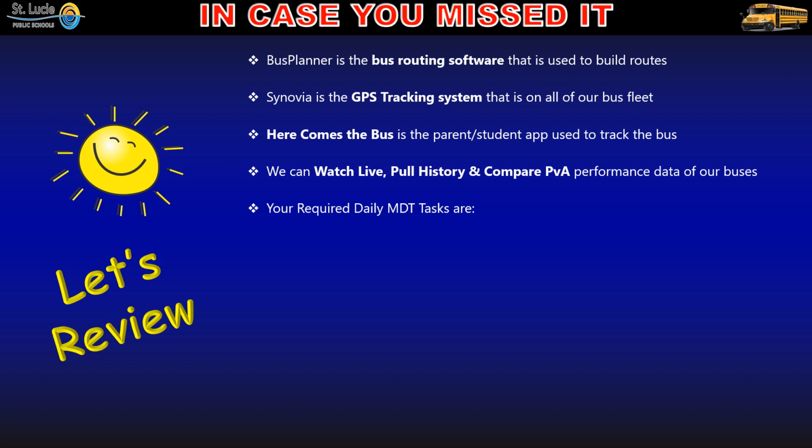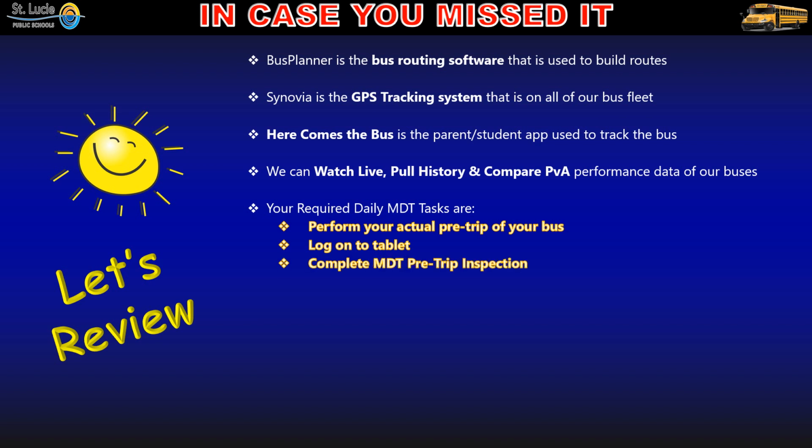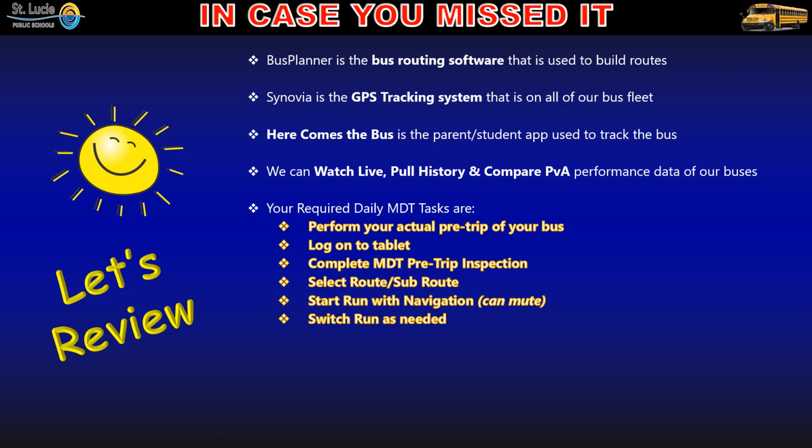You are required to complete the following daily MDT tasks. First, perform your actual pre-trip of your bus. Then log on to the tablet and complete your MDT pre-trip inspection. Select your route or any sub-routes that you may be covering. Remember, start your run with navigation, and if you choose, you can mute. Switch your runs as needed as you go from tier to tier, and log out of the tablet once you return to the compound. Don't forget, in the PM, repeat all the above steps.